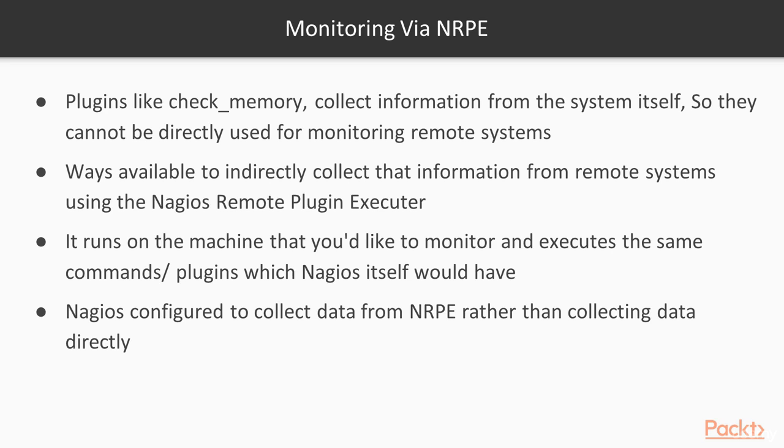As we saw previously, a number of plugins, such as check_memory, collect information from the system itself, which means that they cannot be directly used for monitoring remote systems. As these are often critical things to monitor, there are ways available to indirectly collect the information from remote systems using the Nagios Remote Plugin Executor, NRPE. NRPE runs on the machine that you'd like to monitor and executes the same commands, plugins, which Nagios itself would have. Nagios is then configured to collect data from NRPE rather than collecting data directly.